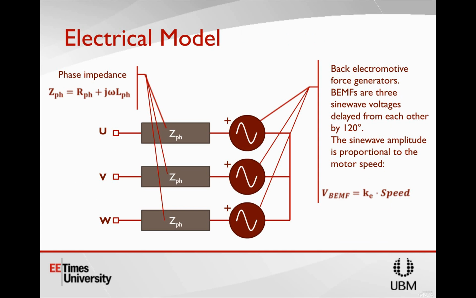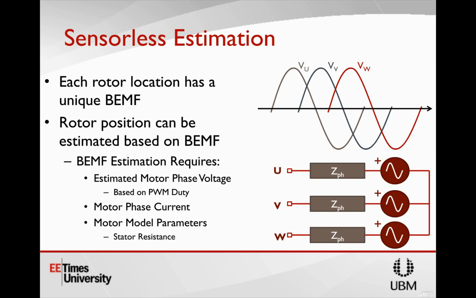So if we look at sensorless estimation, each rotor location has a unique back EMF when you combine the three motor phases. So what this means is that we can estimate the rotor position based on that back EMF. In order to estimate the back EMF in our generator here, we have to know a couple things. We have to know how much voltage we are applying to each of these phases. And we can do that based on the PWM duty that we know about, that we've tried to apply. That's a known number. We can convert that into how much voltage we should expect for that phase.